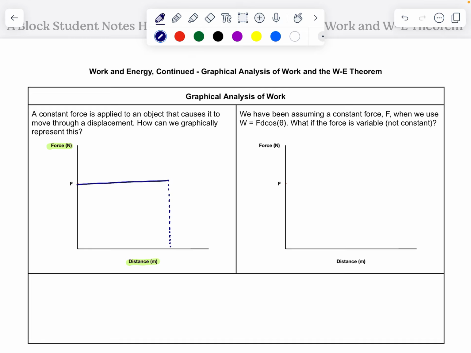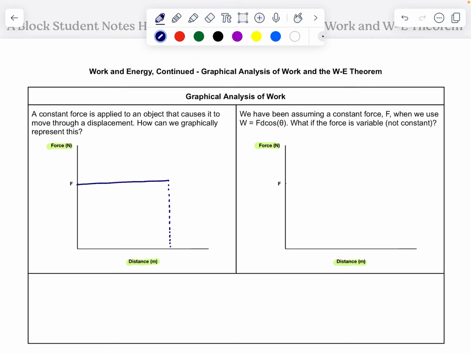Take a look at the graph on the right-hand side. Again, this is another graph of force versus distance. But this time we are not going to assume that we're working with a constant force anymore. With all of the work that we've done, we have looked at scenarios where a constant force has been applied. Now that doesn't mean that the object won't be accelerating. It just means that the force that is causing the acceleration does not change.